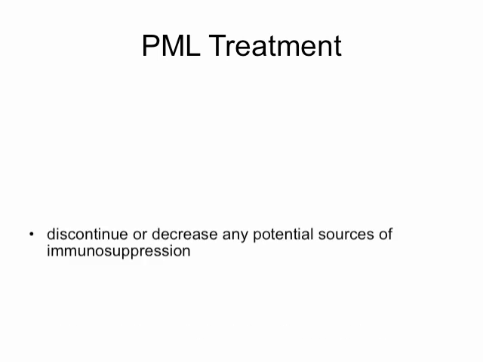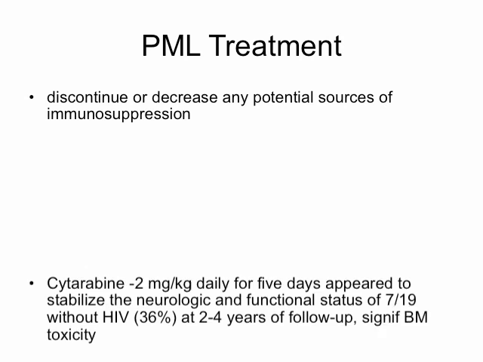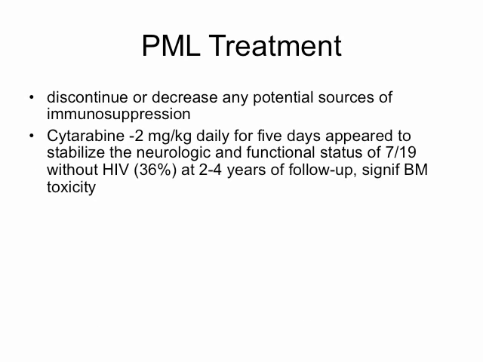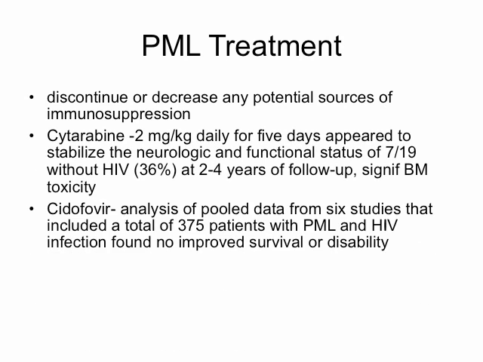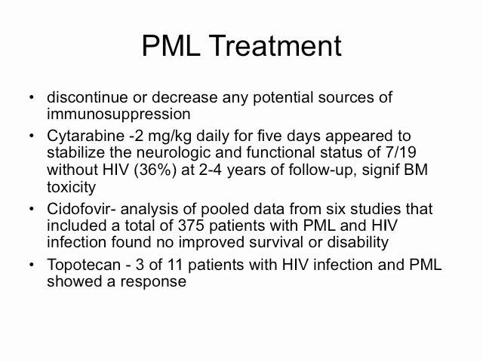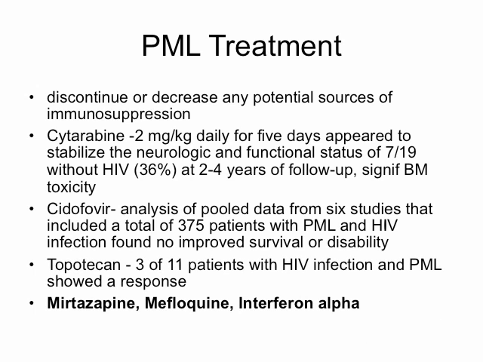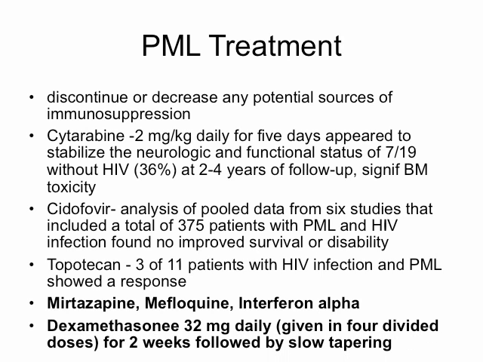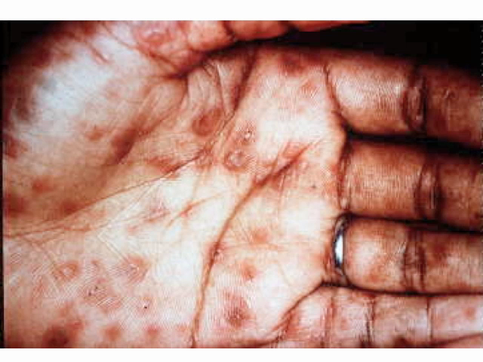Now, what is therapy? Well, there's not a whole lot out there. You can get rid of their immune suppression. You can give them Ara-C, but it doesn't work well. Cidofovir doesn't seem to work. Topotecan doesn't seem to work. And we have one case we're publishing on interferon alpha that successfully worked in an ALL patient. And then most people agree, give them Decadron with a slow taper because of all the brain inflammation.